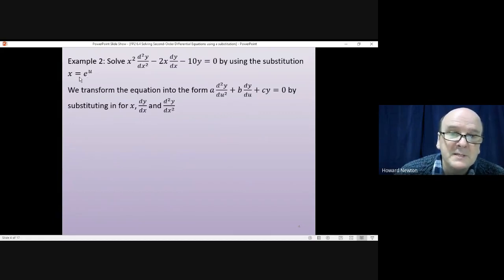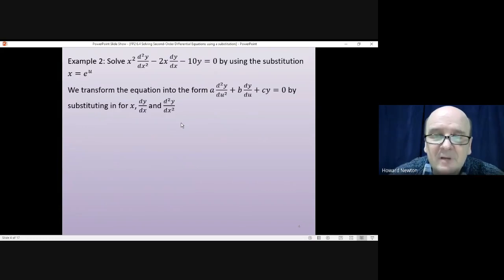Now, we've been told x equals e to the u, but we have to calculate dy by dx. We have to calculate d2y by dx squared. And both of those are quite tricky. Once we found dy by dx and d2y by dx squared, we substitute them into the original equation, and the equation will transform into a second-order differential equation with constant coefficients that we are able to solve by normal means. Now, as I say, it's quite tricky, but have a go yourself, pause the video, and come back to me again when you're ready.